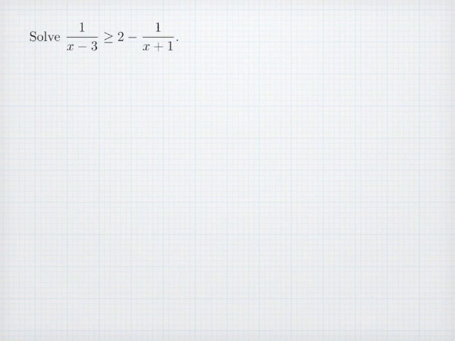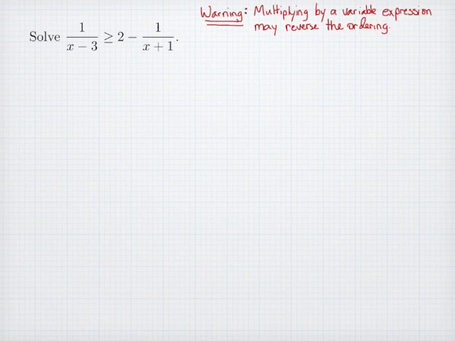Many students want to get rid of fractions by cross-multiplying. The problem is that this doesn't work for inequalities. When I cross-multiply, for example, if I multiplied both sides by x minus 3, I'd be multiplying by an expression that includes the variable. If that expression is positive, the inequality stays the same. But if that expression is negative, the inequality will reverse. Because I don't know what x is, I don't know whether the inequality stays the same or reverses. And so multiplying by a variable expression has the potential of completely changing our inequality. We need a different strategy.